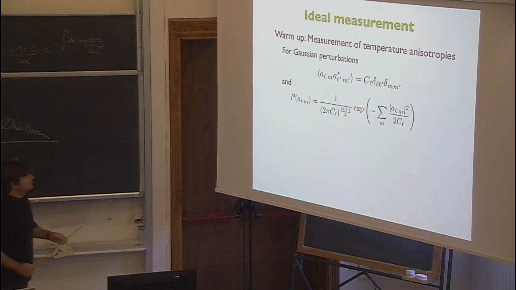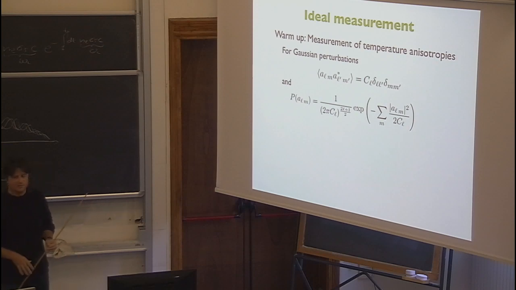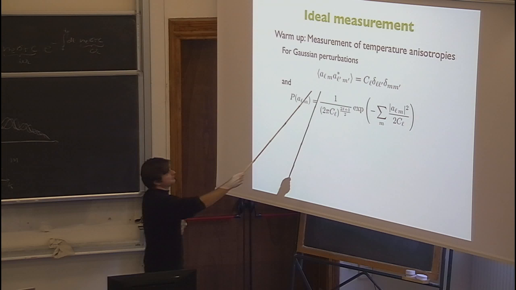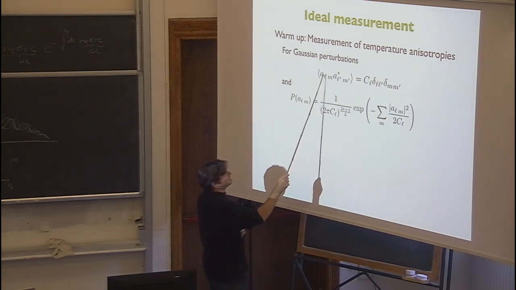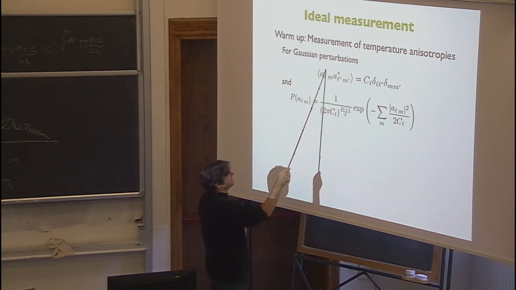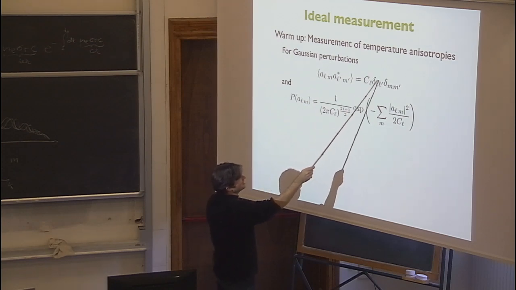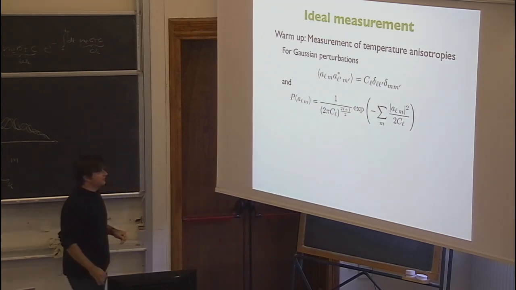So the first thing is for the temperature anisotropies, if all you have are temperature anisotropies, we know that for the Gaussian perturbations, this is all there is. This is something that we looked at. Here I forgot the T's, but we always had the a^T_lm. The a^T_lm was C^TT_l, delta_ll', delta_mm' by rotational invariance.